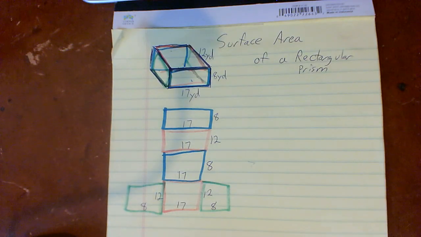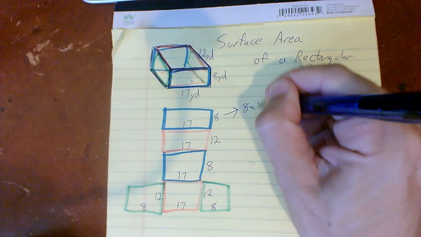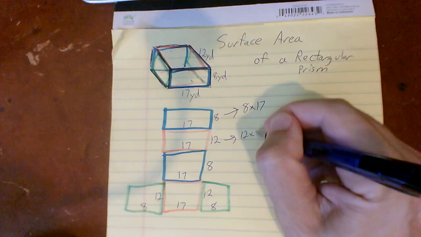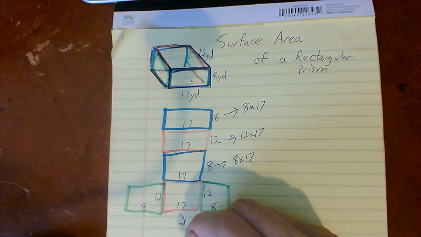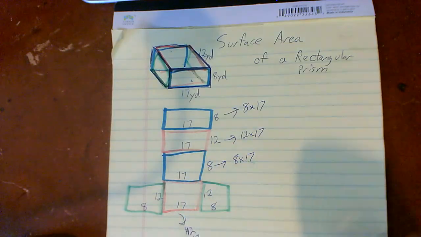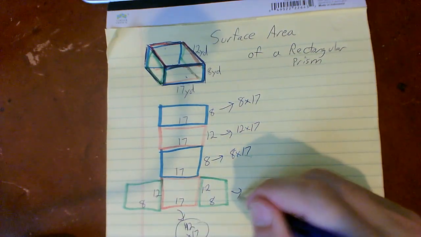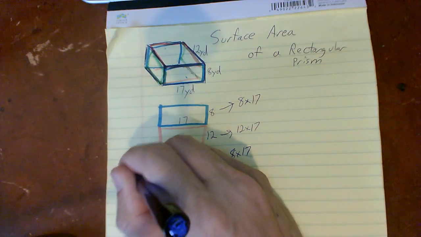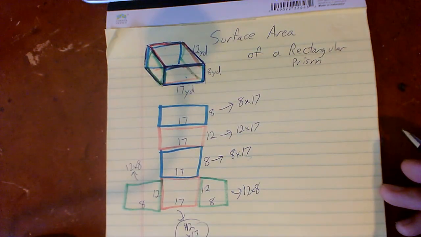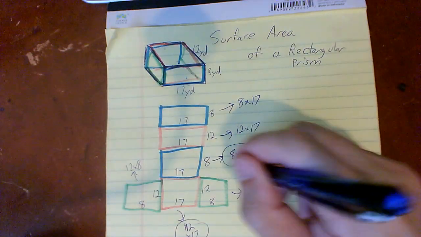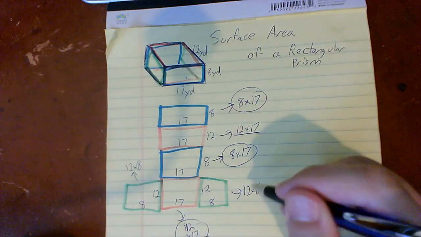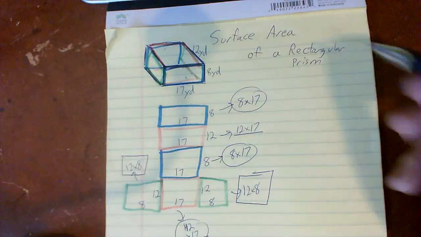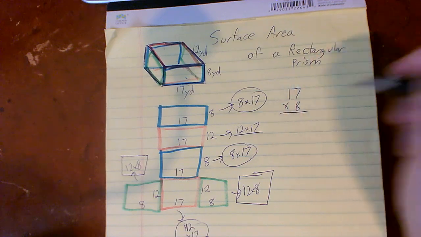All right, now I'm ready to actually find the surface area of each piece. So here I've got 8 times 17. Here I've got 12 times 17. 8 times 17, 12 times 17. Here I've got 12 times 8. Here I've got 12 times 8. All right, so now we work out each of these. And we do notice that we got doubles. That doubled up, this doubled up, and this one doubled up. So if I find it once, I don't need to multiply it again because we already have it.